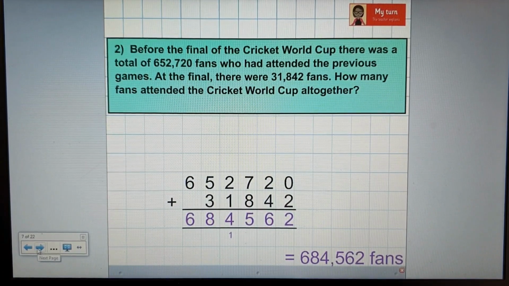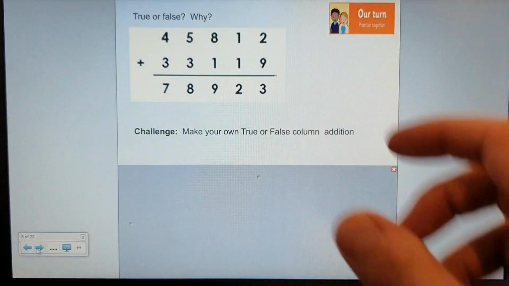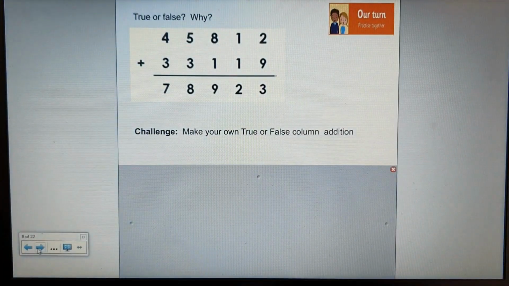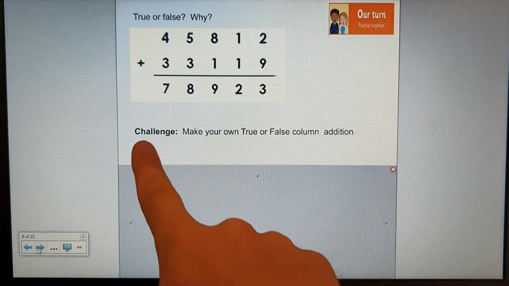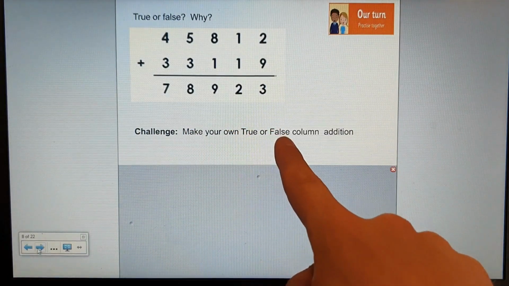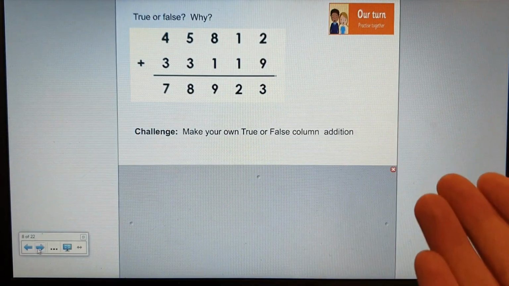Okay, we're going to move on to the next page now, where we're going to work together to have a discussion about this problem. Now it says true or false, but it also says why. So if you're doing this at home, try and explain to an adult why you think it's true or why it's false. Give some reasoning, show some workings out, okay? And there's also a challenge here. Make your own true or false column additions. Can you make your own one? Or could you even do a column subtraction maybe as well?